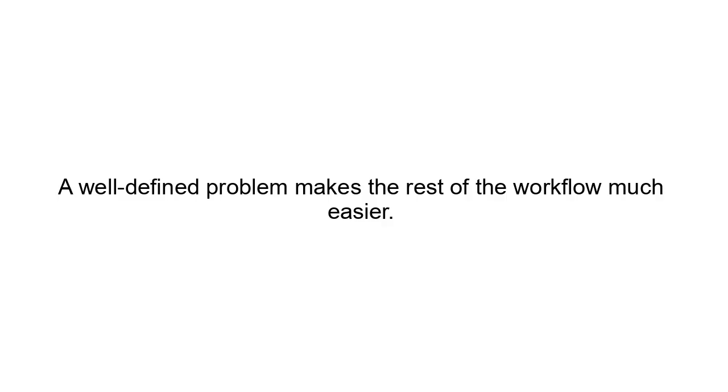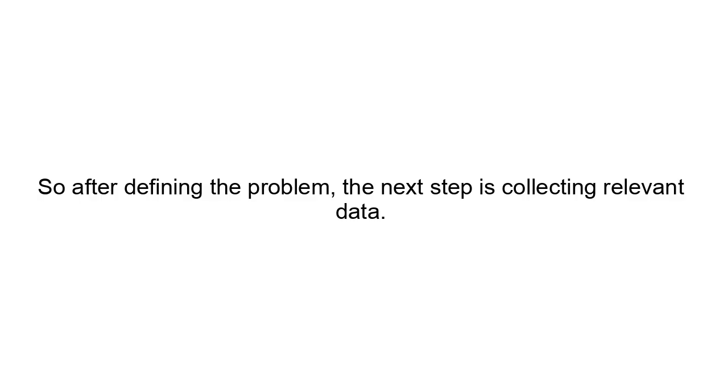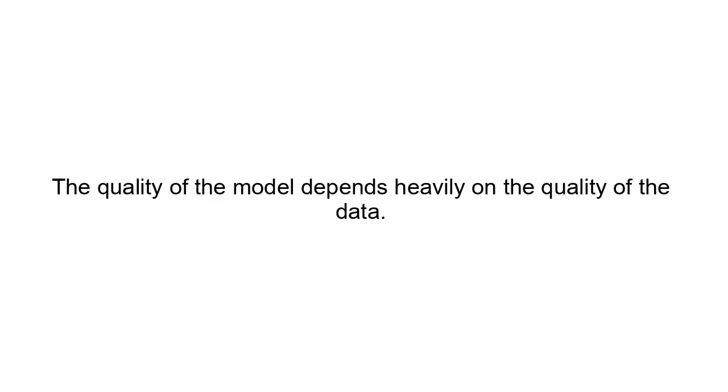Step 2. Collect data. Machine learning models learn from data. So after defining the problem, the next step is collecting relevant data. Data may come from databases, CSV files, APIs, sensors, websites, and user activity logs. Example concept: problem means collect useful data. The quality of the model depends heavily on the quality of the data.